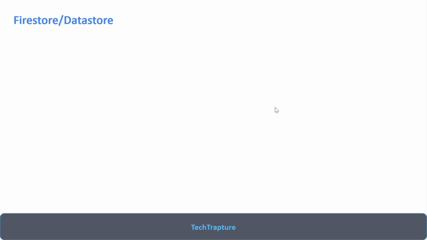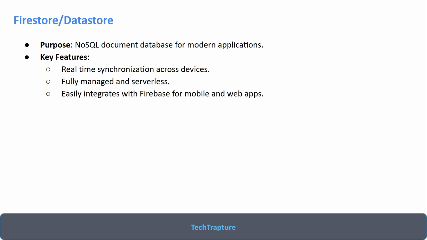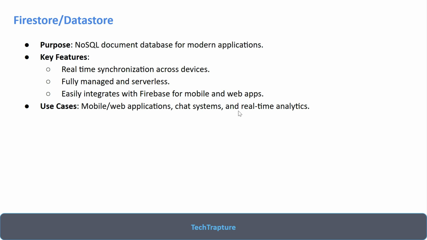Next are Firestore and Datastore. This is a NoSQL document database, so you can compare it with MongoDB. It is a NoSQL document database in Google Cloud. It's for real-time synchronization across devices. It is fully managed and serverless, and easily integrates with Firebase for mobile and web applications. Use cases are mobile and web applications, chat systems, and real-time analytics. So this is about Firestore and Datastore. It is a NoSQL document database. You can remember this terminology here.